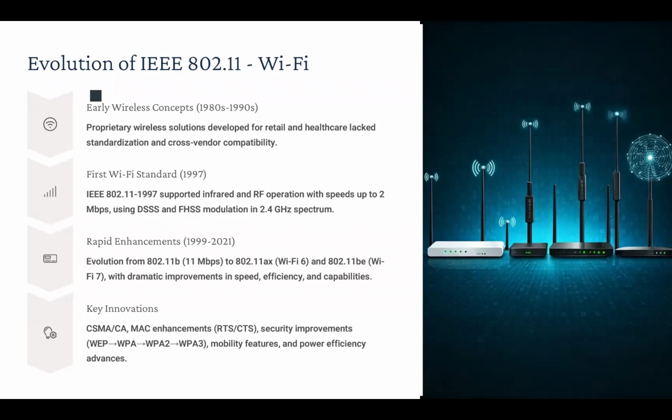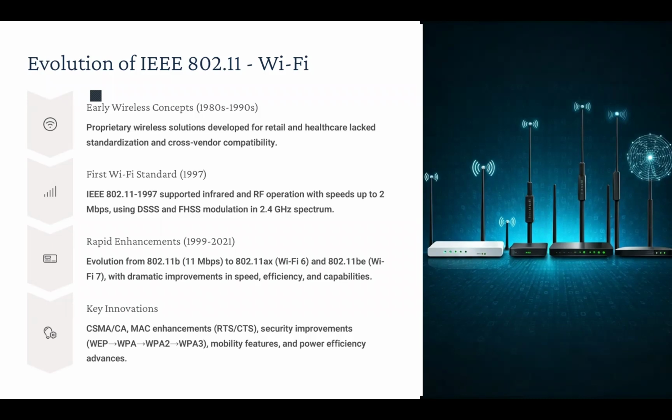Now, there were very rapid enhancements in the evolution of 802 Part 11. There were so many revisions: b, a, g, n. Each of them introduced a certain definition for different speeds, like revision b basically boosted the data rates to 11 megabits per second.